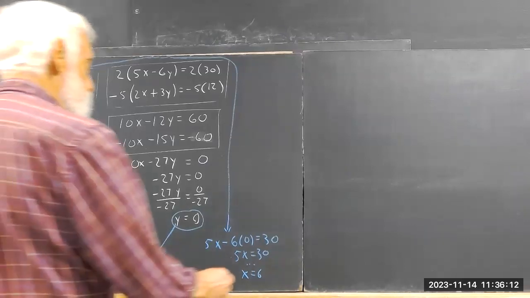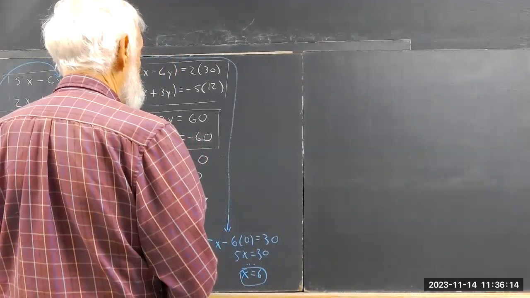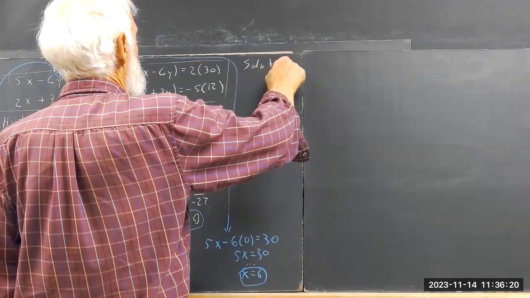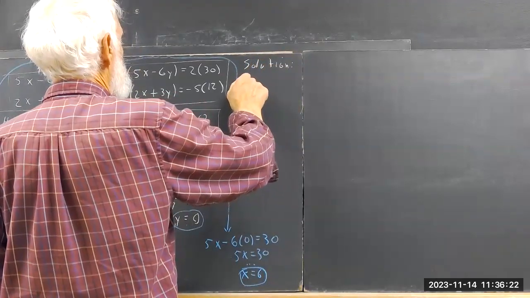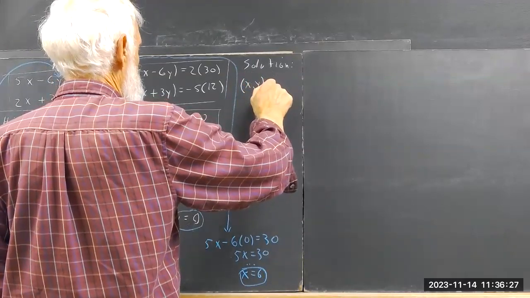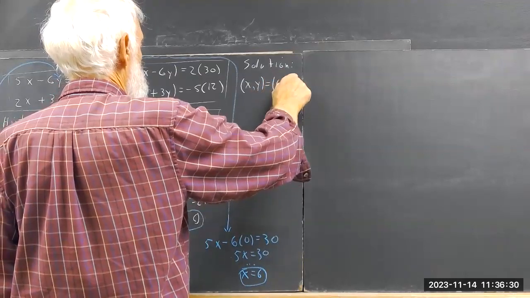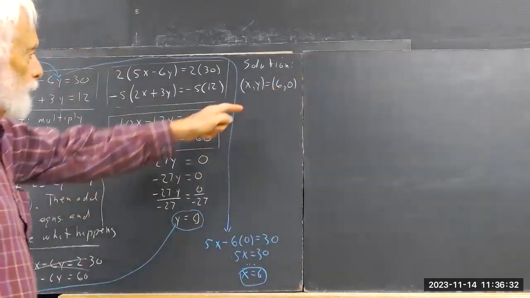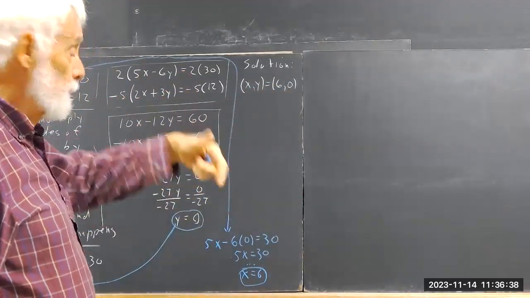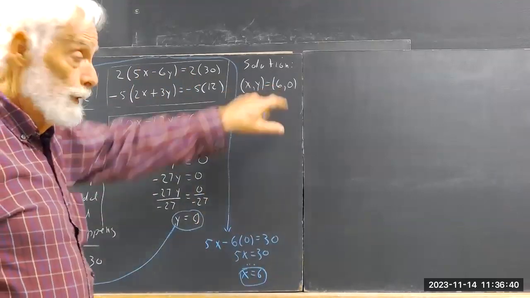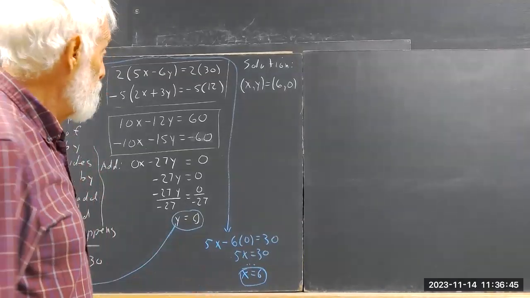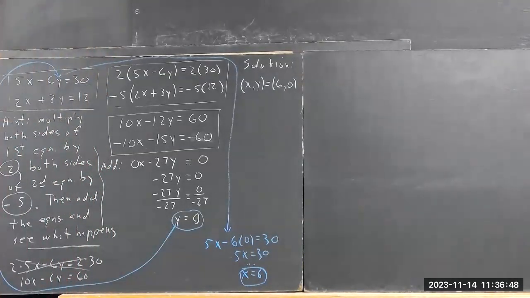So our solution, if we've done this correctly, x and y are equal respectively to 6 and 0. I could have written them separately, x equals 6, y equals 0. I just chose to write them as coordinates of a point, because they're going to correspond to the coordinates of a point. Now we check.